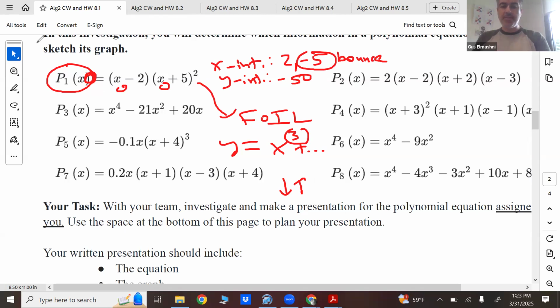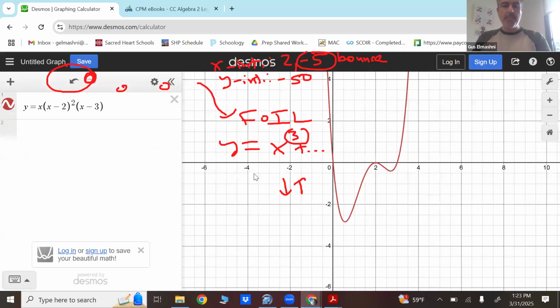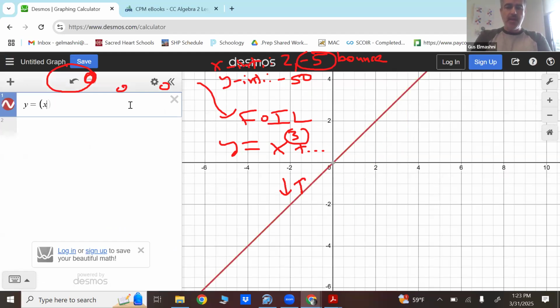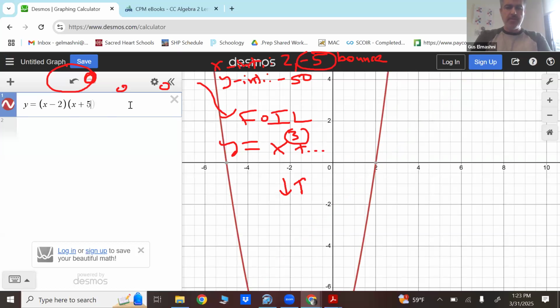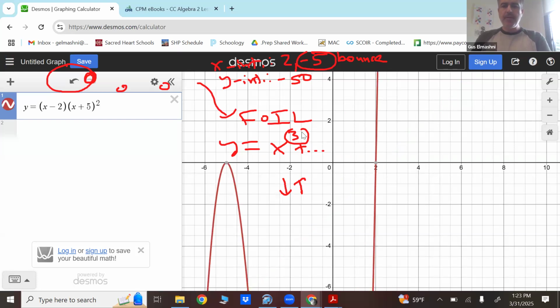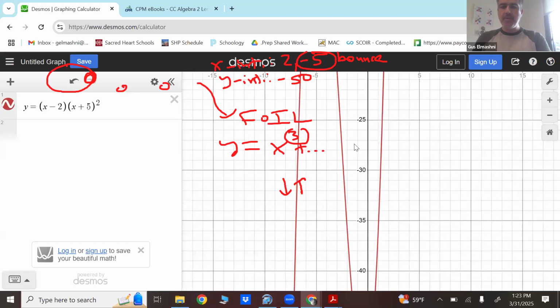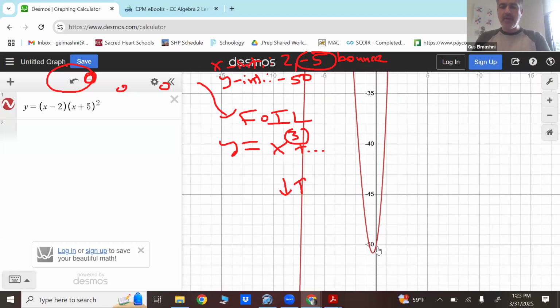So if I go to Desmos and plug it all in, y equals x minus 2 times x plus 5, raised to the second power. Okay, you see it bounce at -5, you see it crossing at 2, and you see it goes all the way down to -50, right?